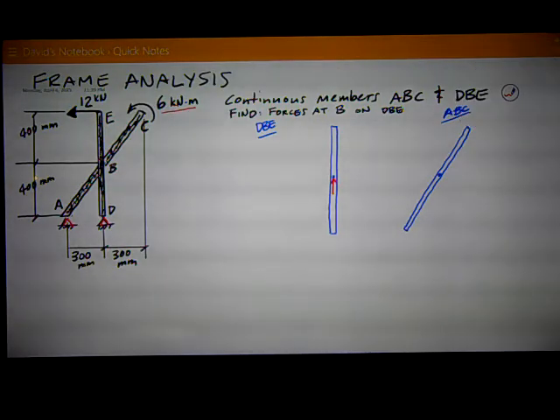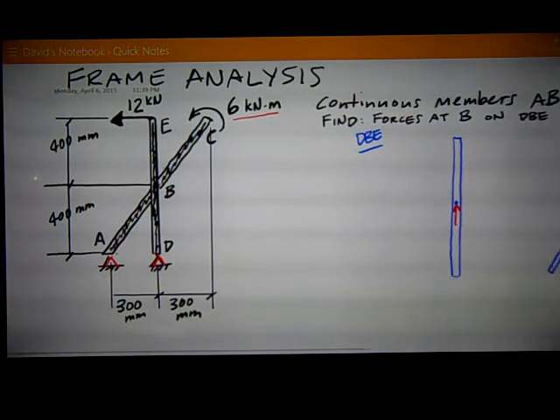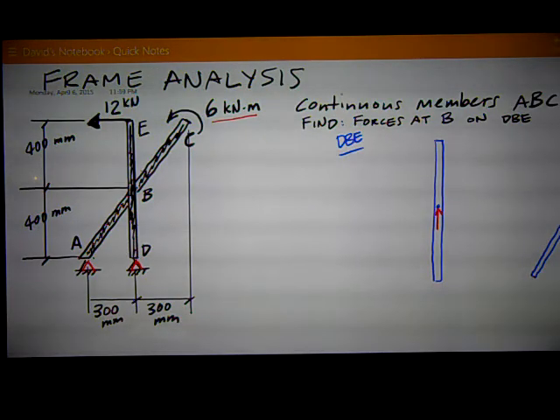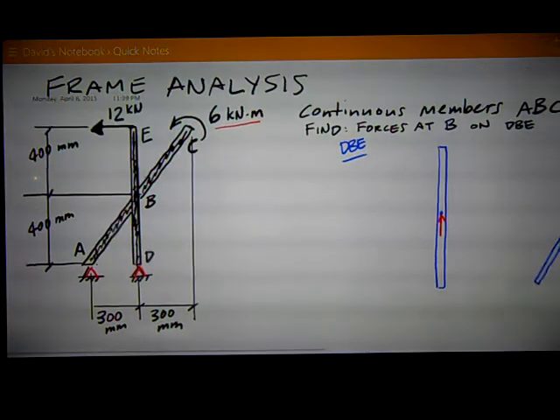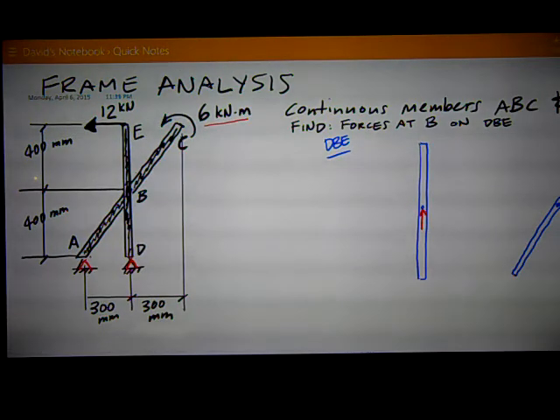We've got a nice frame analysis problem here. Looking at the overall drawing, we have a two-member frame, continuous members ABC and DBE, that meet at pin B. They're supported by pins also at points A and D down there on the bottom. The loads are as shown. Interestingly, I have a 6 kilonewton meter concentrated moment at C, and then a 12 kilonewton straight line force acting to the left at point E. I've got my dimensions, everything as shown.